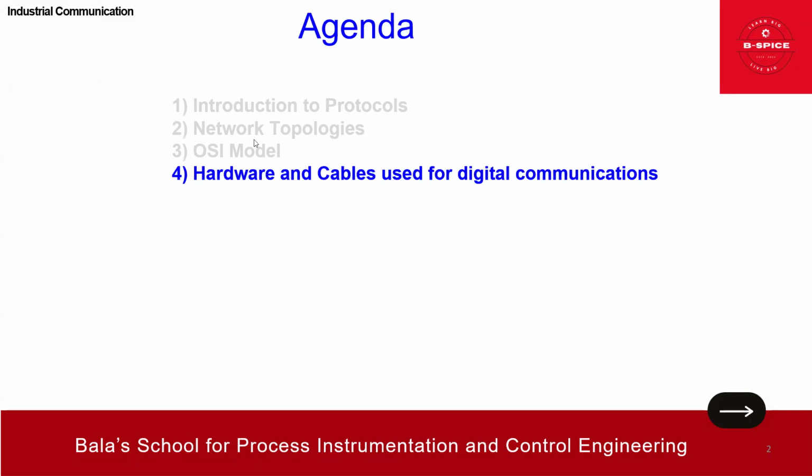So if you are a first time viewer, I wanted to inform you, in part 1, we have focused on the intro about the protocol and we talked about the network topology and most importantly the OSI model, Open System Interconnect model. All the 7 layers we discussed in detail. So in this session, it's mostly hardware and cables.